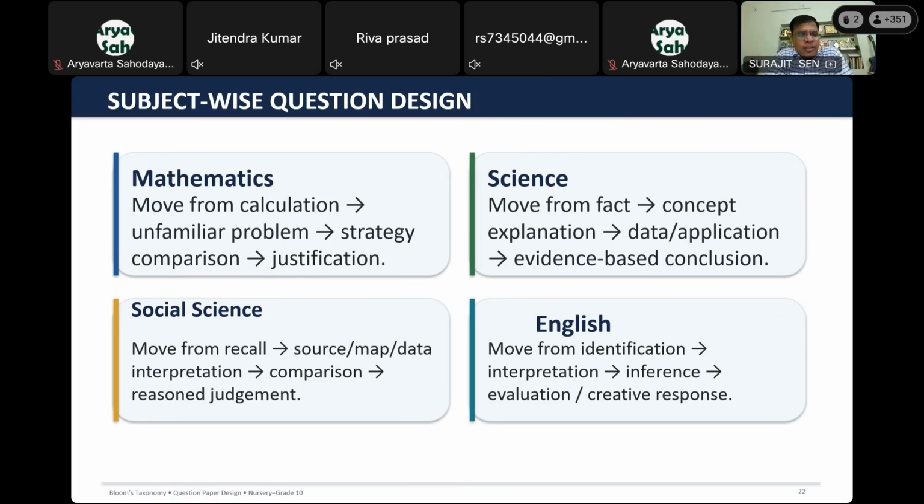In social science, move from recall to sources: give diagrams, maps, illustrations, and data, and ask them to interpret with justified results. In English, move from identification to interpretation. What you get out of it, what knowledge you get, what are the things; infer from it, evaluate something new, and give a better answer.